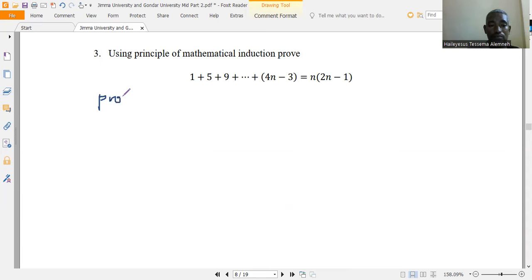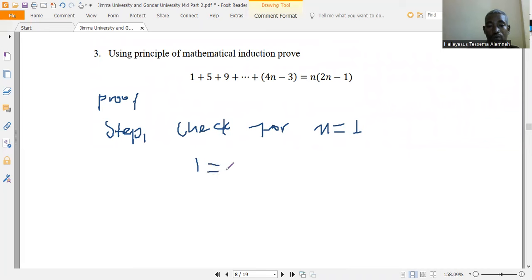Let's prove it. On step 1, check for n is equal to 1. Let's check for n is equal to 1, which is 1 is equal to 1 times 2 times 1 minus 1, which is clearly 1. So it's true for the first term.